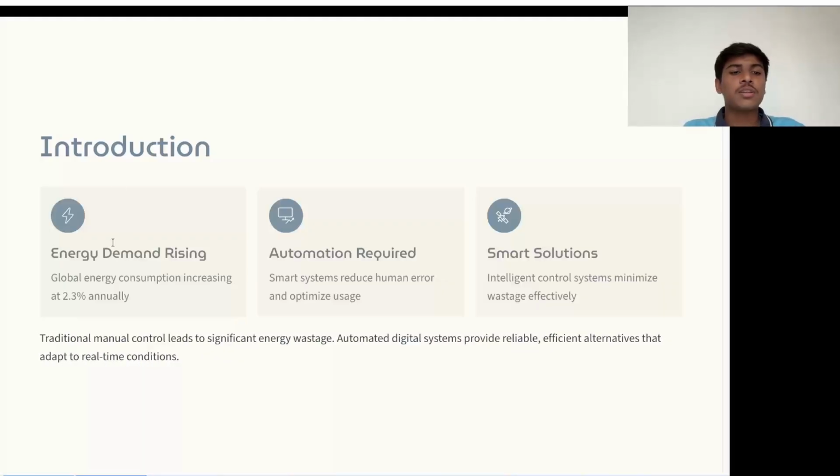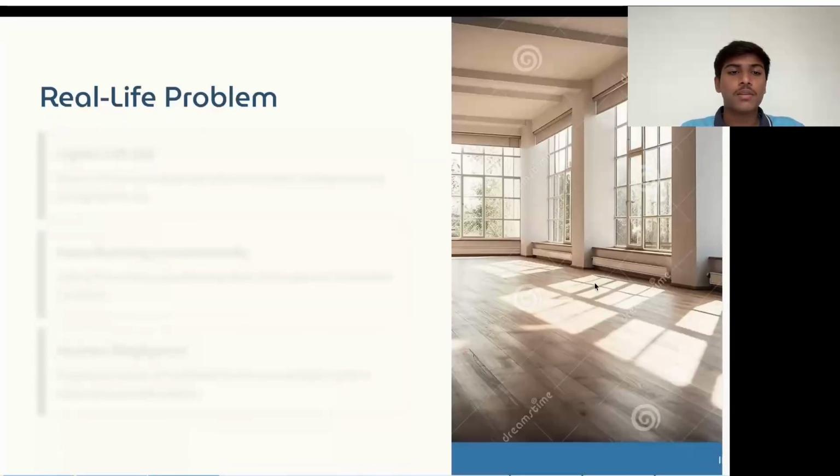In the introduction, we saw that energy demand is rising very highly. Automation is required to save energy, and smart solutions. Intelligent control systems minimize wastage in efficiency effectively.